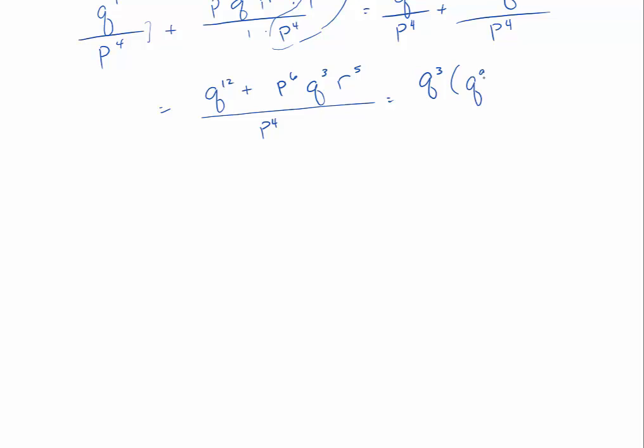I have q to the 9th plus, and then q to the 3rd divided by q to the 3rd, so that becomes a 1. So I just have p to the 6th, r to the 5th. And this is all over p to the 4th.